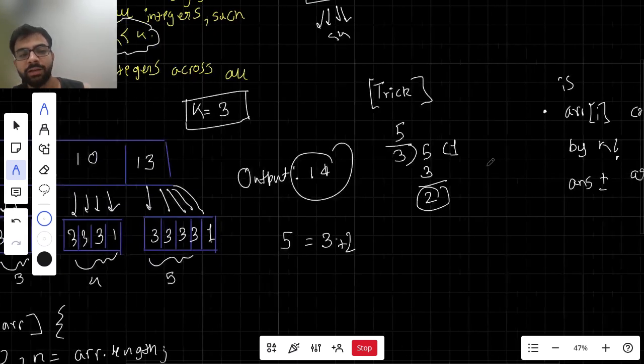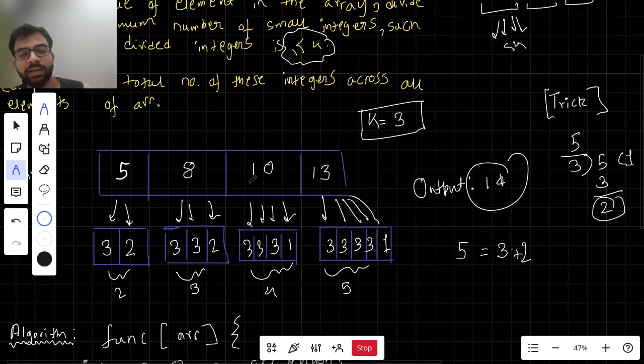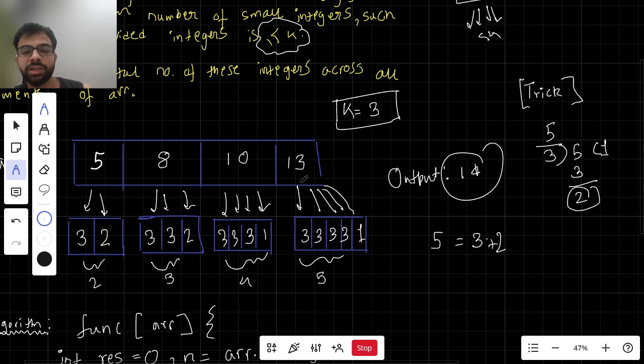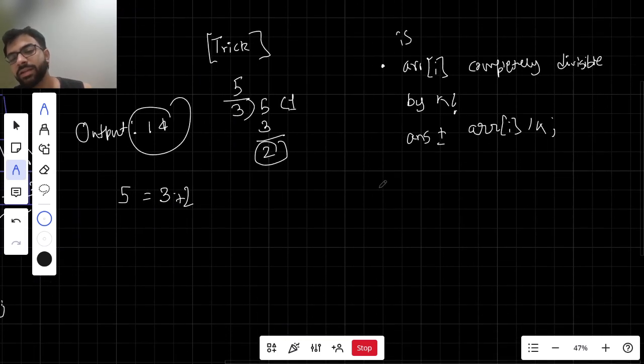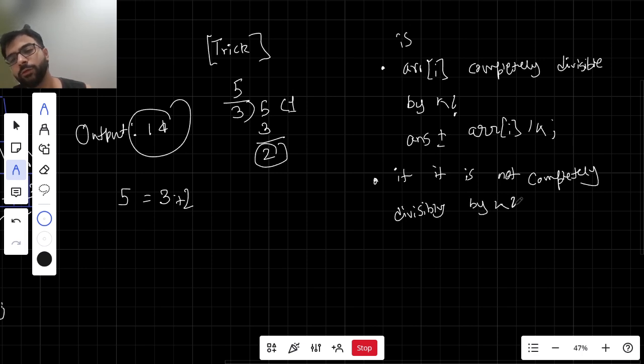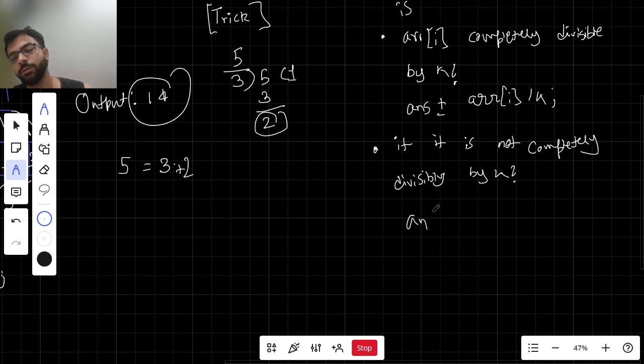Let us take example number 10. Let us take another example number 10. In all these examples, what I can see is these are not completely divisible. So that's another case, which falls under the second case: if it is not completely divisible by k. In this case, I'll be updating my answer plus equals array of i by k plus 1.